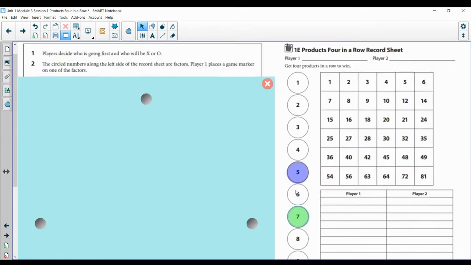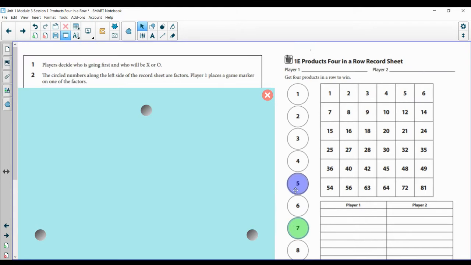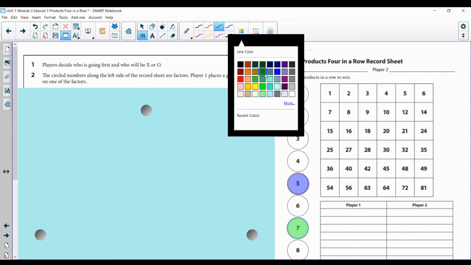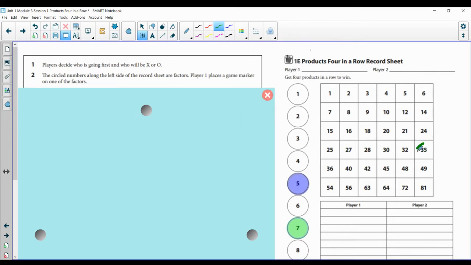Now, since I'm player 2 and I'm the O, I will go first because player 1 put this one down, player 2 put this one down. Player 1 is the X and I'm the O, and so what I need to do is find the product. 5 times 7 is 35. So then I will take some green here, and I will find the 35 and put an O on it. Okay, now player 1 gets to go.